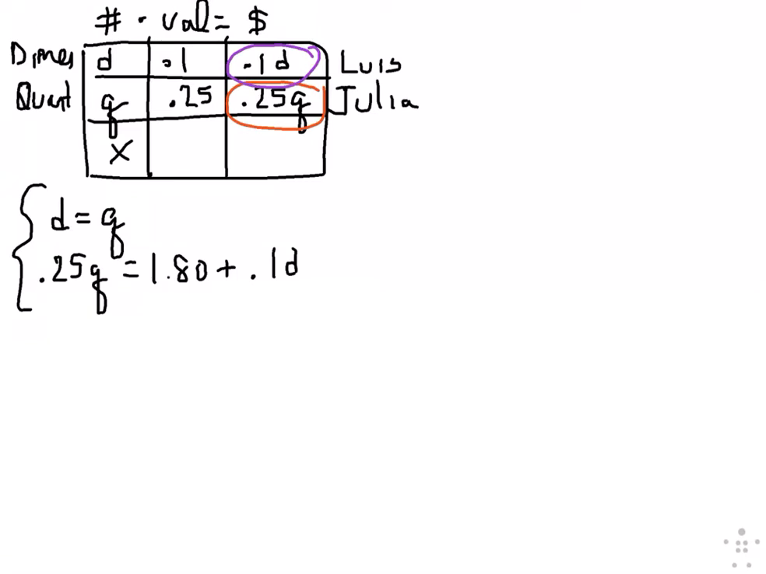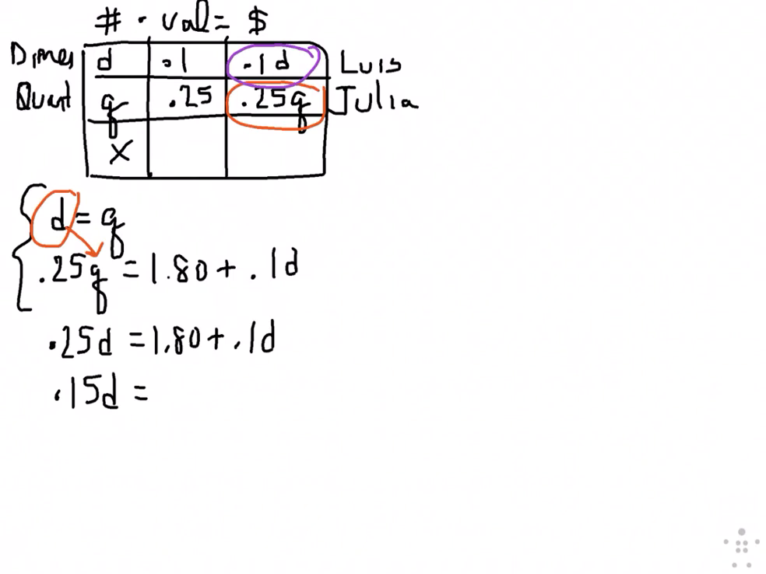So I'm going to use substitution. I'm going to take the d and substitute it in for the q, right? So let's see what we get. We get 0.25q, which is d, equals 1.80 plus 0.1d. Subtract 0.1d from both sides, so we get 0.15d equals 1.80. Divide both sides by 0.15, right?